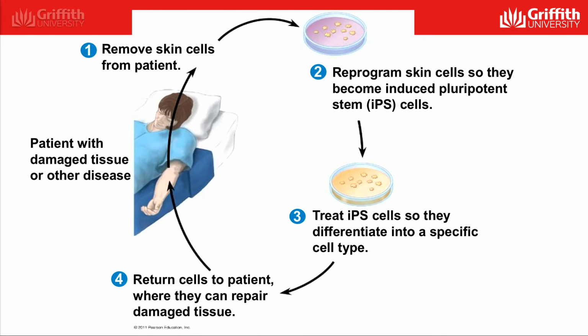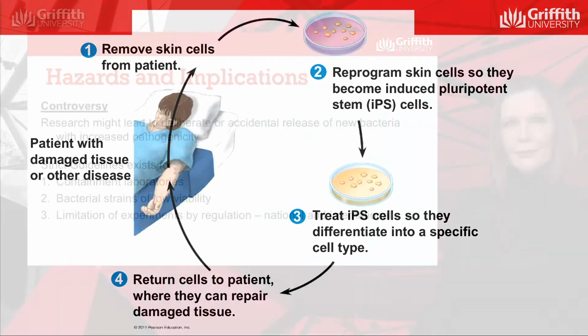In this technique, skin fibroblast cells were obtained from a patient. Using a viral vector, 4 stem cell master genes were introduced into the cells. As the stem cell master genes were expressed, the skin cells were reprogrammed into becoming pluripotent stem cells. The pluripotent stem cells were then treated with specific growth factors and transcription factors to allow differentiation into specific cell types. These cells could then be returned to the patient to repair the damaged tissue.